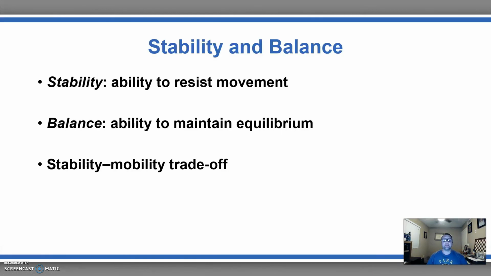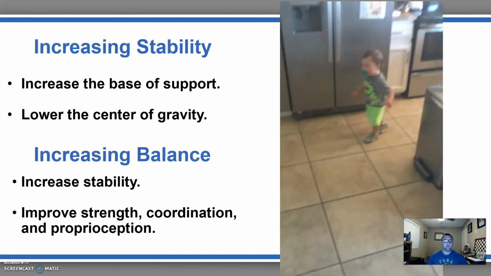We have this stability and balance continuum. Stability is just resistance to movement. Balance is being able to maintain equilibrium, typically while moving. Now, how do we do this? Well, if you want to increase stability, you're going to increase your base of support. Get a wider base of support and a lower center of gravity.